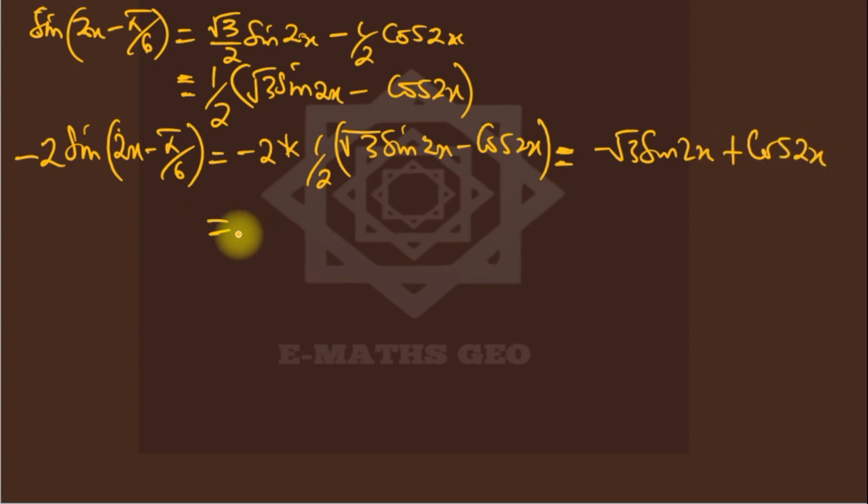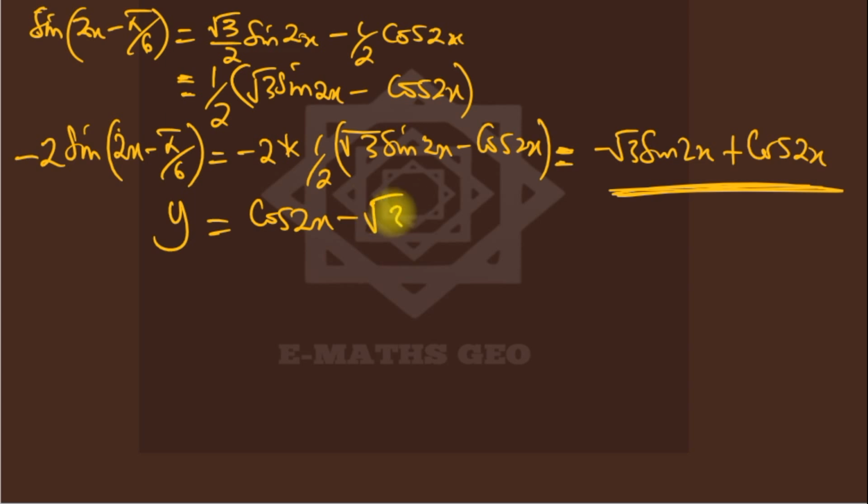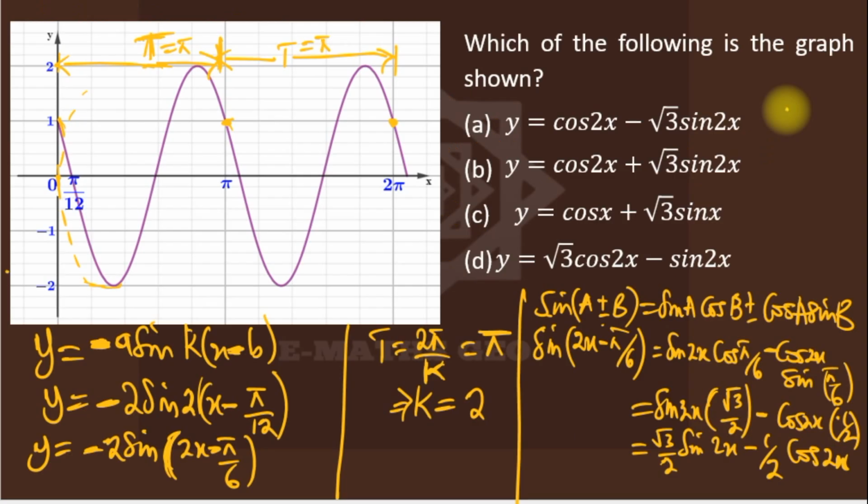So which of them is the answer? So that's the function. Y is equal to, maybe let's write, cos 2x minus root 3 sine 2x. Let's check which one is the answer. On A.